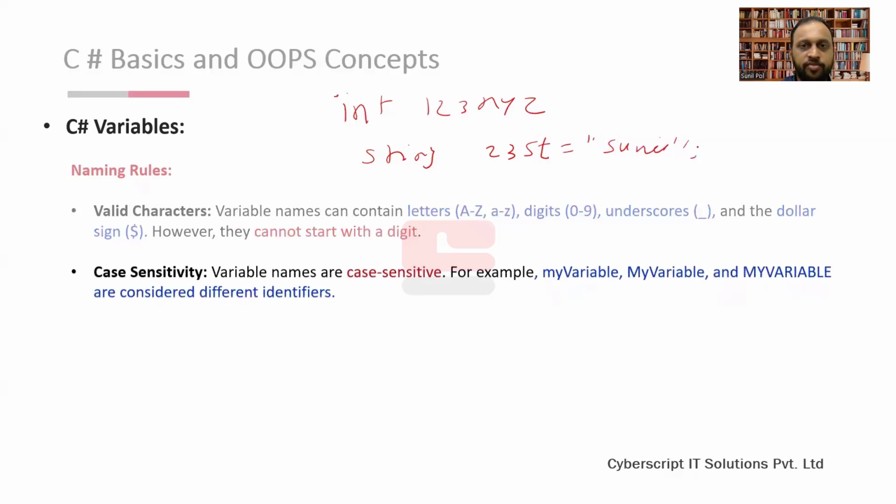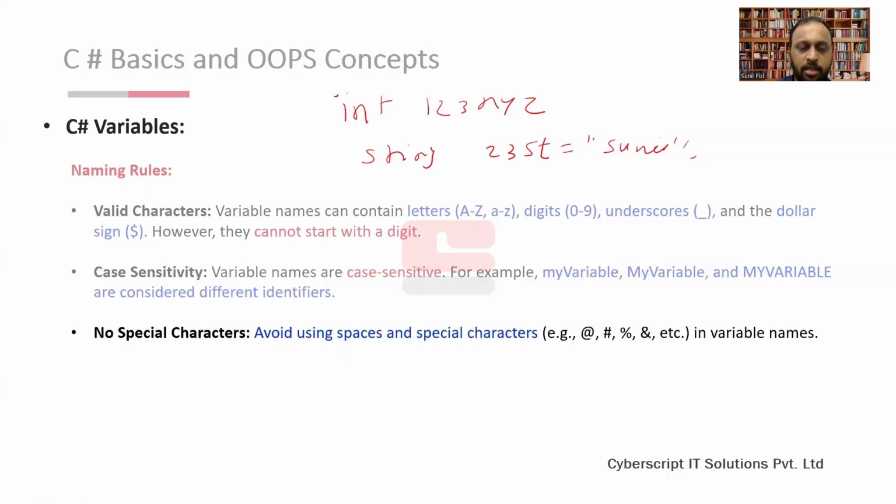Case sensitivity. As we are aware, C# is a case sensitive programming language, so variable names are also case sensitive. For example, here myVariable and this myVariable differ: the m is small in one and capital in the other. And in the third variable name, all the letters are in capital. Those are considered different identifiers in C#, so it is a case sensitive language.